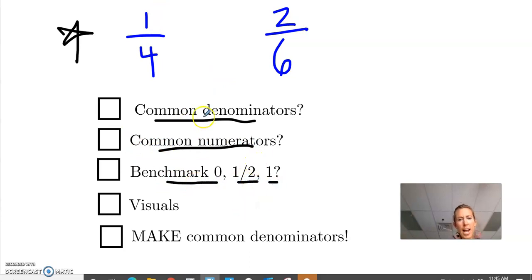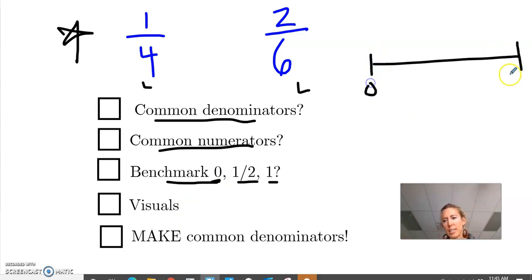Well, if I go half, 1/4 is less than a half. 2/6, that's less than a half. Oh no, they're both less than half. They're both close to 0. What if I draw them out? 1/4 and 2/6, is that gonna be good?